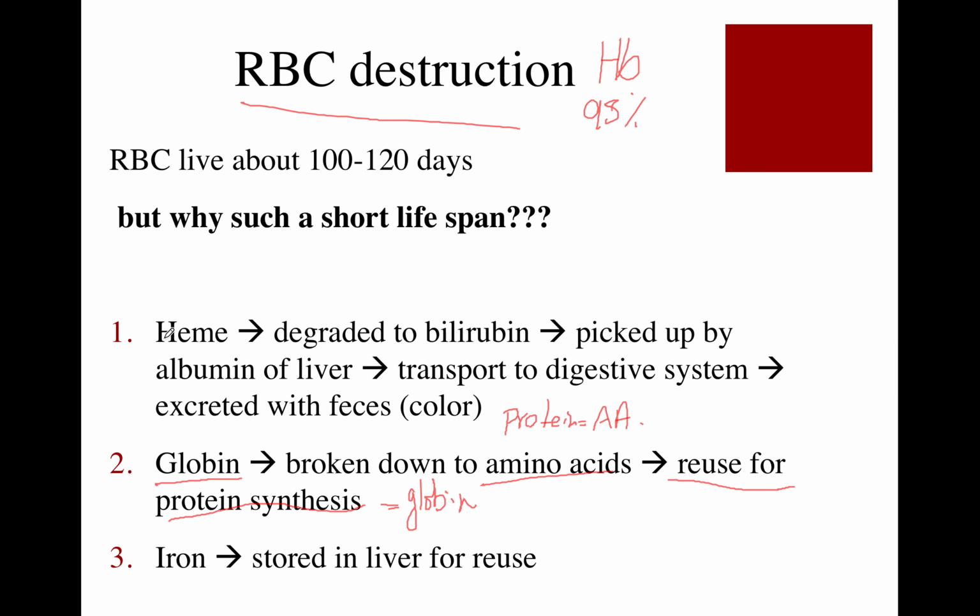Iron and heme are the other components we need to talk about. So heme is the color component. When it gets degraded, it becomes bilirubin. Bilirubin gets transported to your liver, and the liver transports this to the digestive system as part of the fluid called bile. Bile eventually works its way to the large intestine, becomes part of the fecal matter, and gives the fecal matter its color.